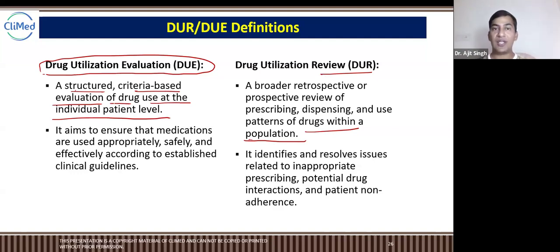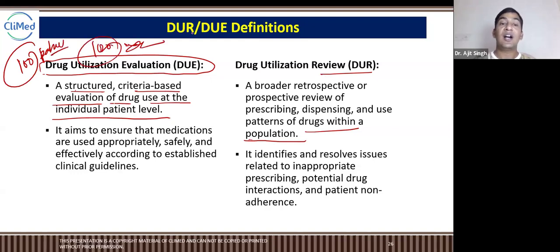Definitely that will be a study, and this is not a case report, guys. Focus again. Let me clarify. DUE doesn't mean the individual means the case report. No, this will be a study 100%. Drug utilization evaluation can be done in 1,000 patients. But the evaluation will be done at the individual level. You have to do the evaluation for each single patient.